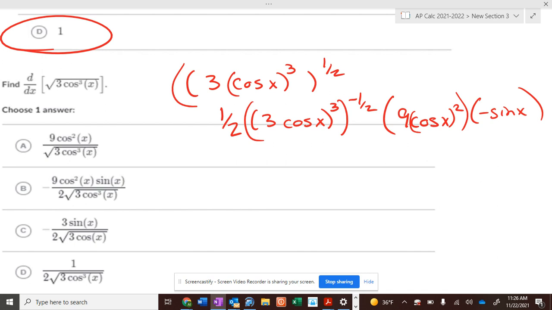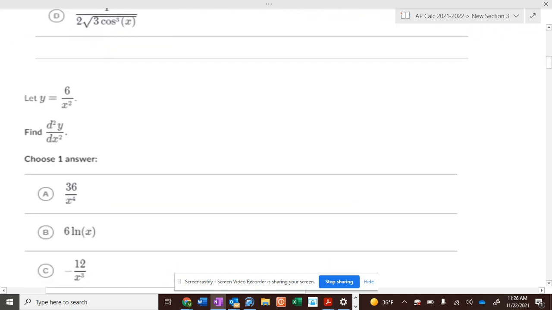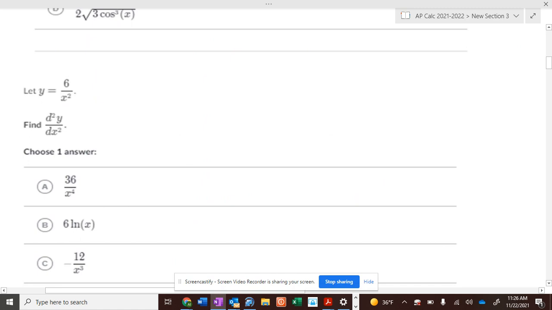It's probably B. Is it B? Okay, so 2 is on the bottom. Square root of 3 cosine cubed of x is on the bottom. On the top, negative 9 cosine squared of x sine of x. My mouth is watering. Literally, it's B. It's every time. Okay? Guys, just go biggest answer. Okay.